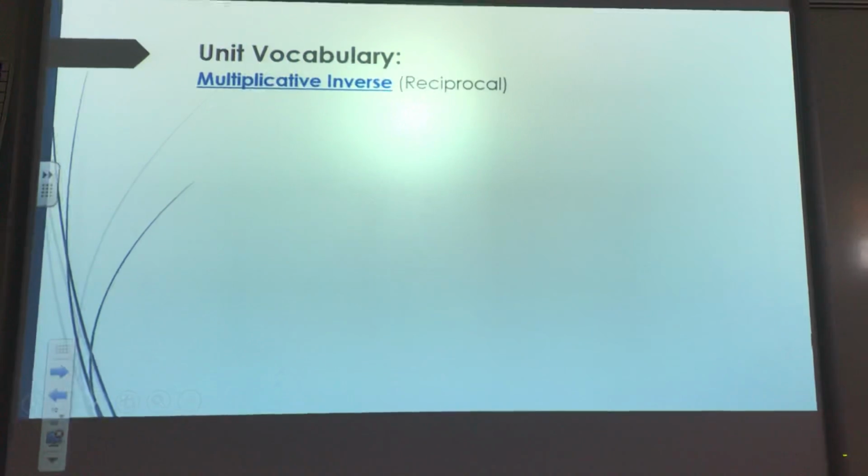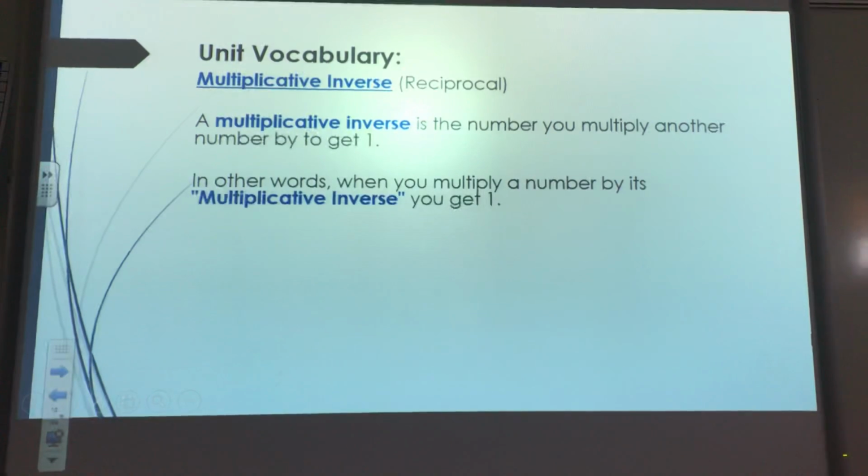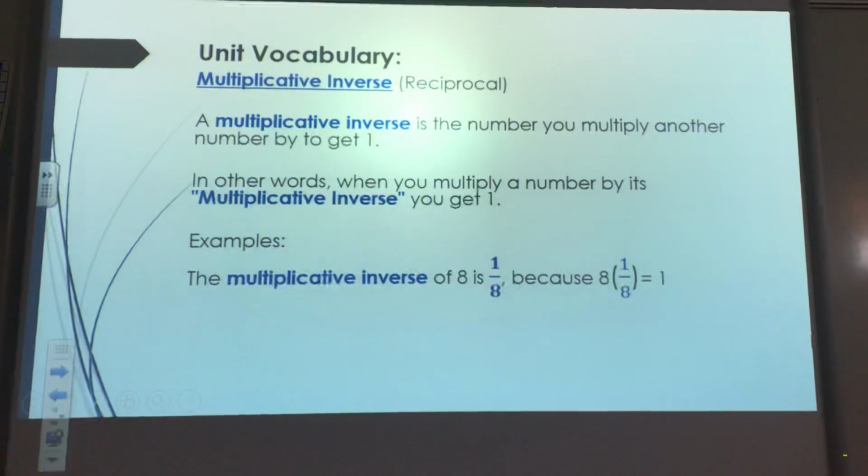So now we're going to be talking about the multiplicative inverse. In other words, the reciprocal. The multiplicative inverse is the number you multiply another number by to get 1. In other words, when you multiply a number by its multiplicative inverse, you get 1. Here are some examples. The multiplicative inverse of 8 is 1 over 8, because if you multiply 8 by 1 over 8, you get 1. So this would be saying 8 times 1, which would give you 8 in the numerator, and then there's an invisible 1 underneath this whole number.